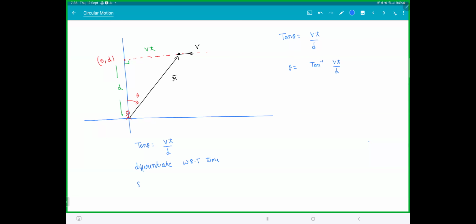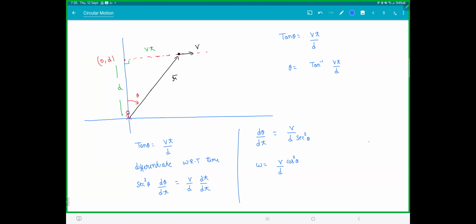The differential of tan theta will be sec square theta, but remember you're differentiating with respect to time, so this will be d theta by dt, chain rule. And this will be v by d, dt by dt, which becomes 1. So from here we get d theta by dt, that is the rate of change of angle, is v by d sec square theta. D theta by dt is nothing but omega. That's your angular velocity. So this is v by d cos square theta.